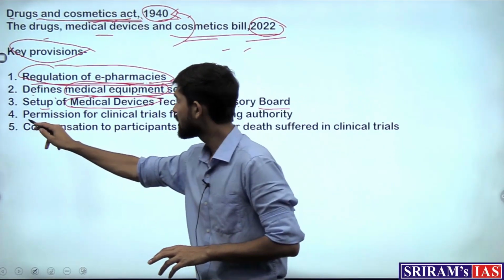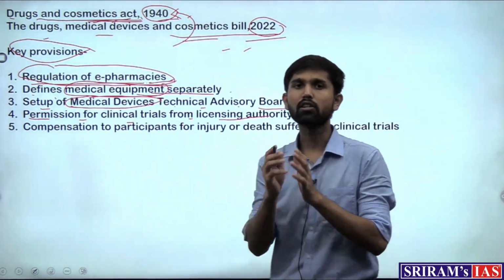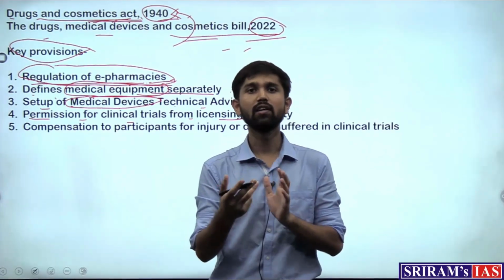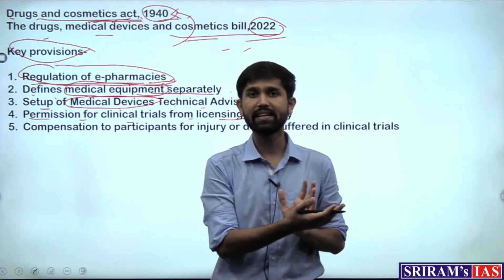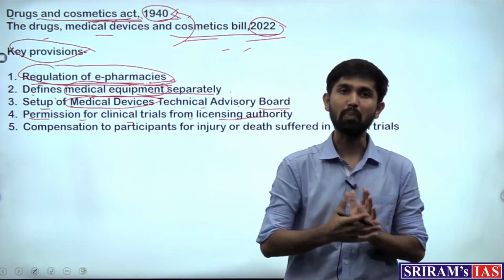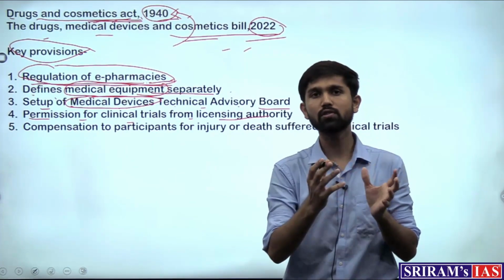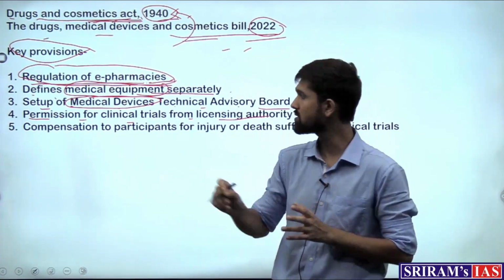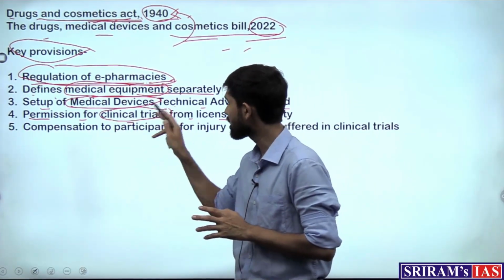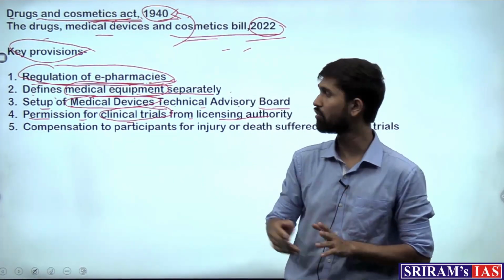Then fourth is the permission for clinical trials from the licensing authority. Now, what are clinical trials? Whatever drugs are tested, these drugs are first tested on a batch of people. This process of testing drugs is known as clinical trials, wherein the drug is tested on a set category of people.